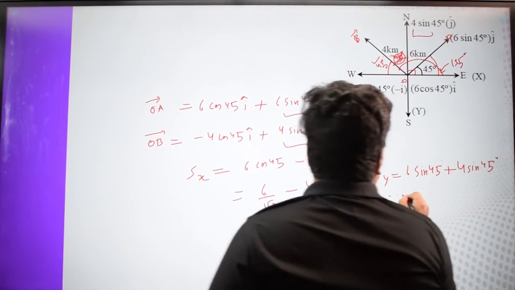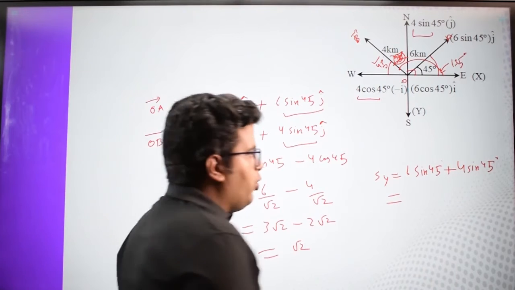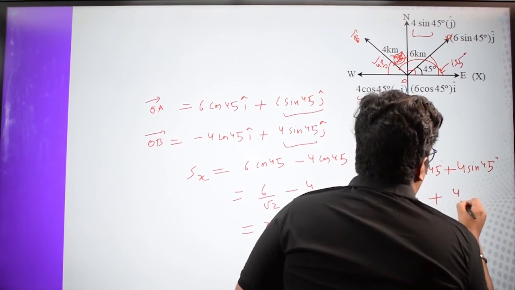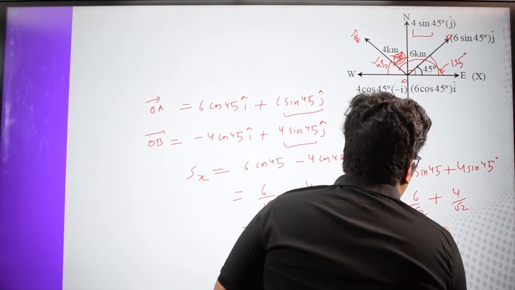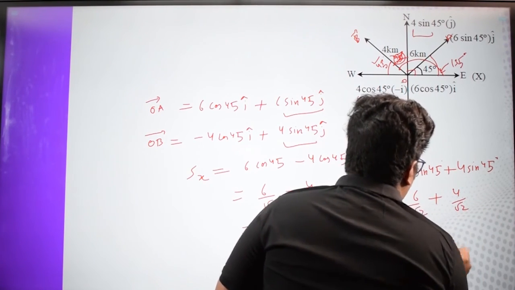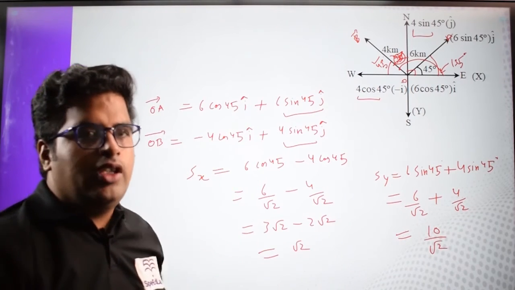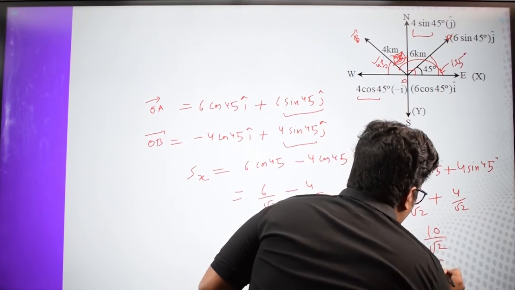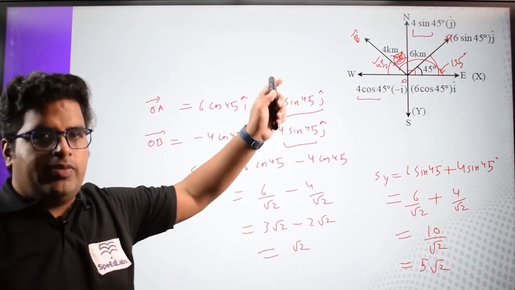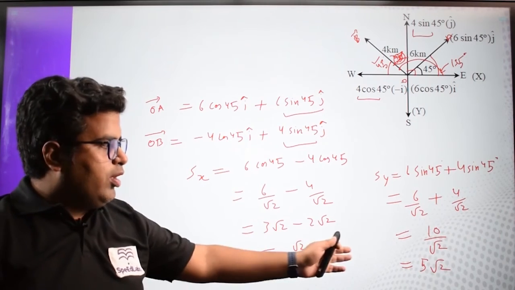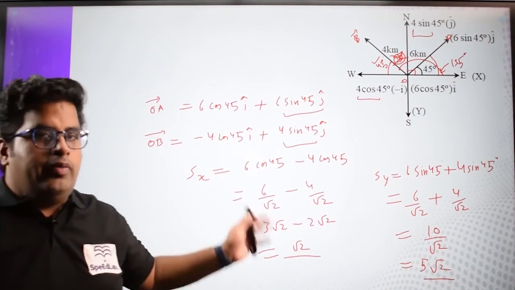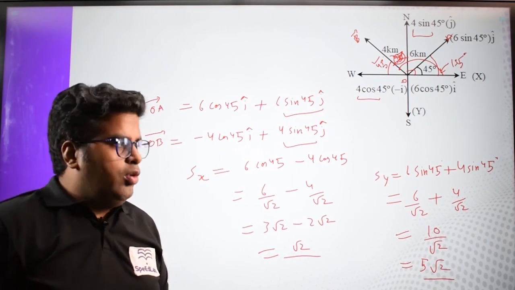Once we solve this, the value of sin 45 is going to be 1 by root 2. So we'll have 6 by root 2 and again 4 by root 2. Ultimately we are going to have 10 by root 2. Now 10 by root 2 can in fact be written as 5 root 2. So that will be the displacement along the y-axis. That means how much has it moved towards the north? 5 root 2. And if we look towards the east, that is going to be root 2. I hope it is clear. So we are done with this.